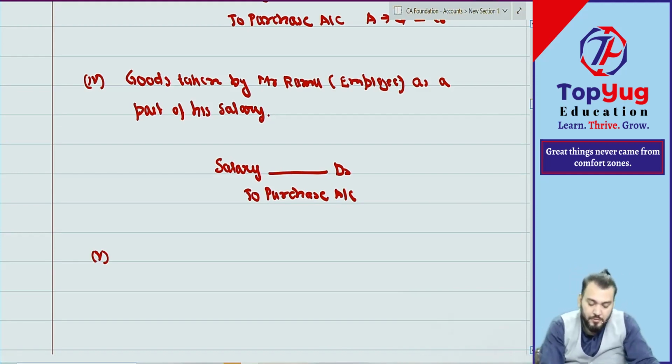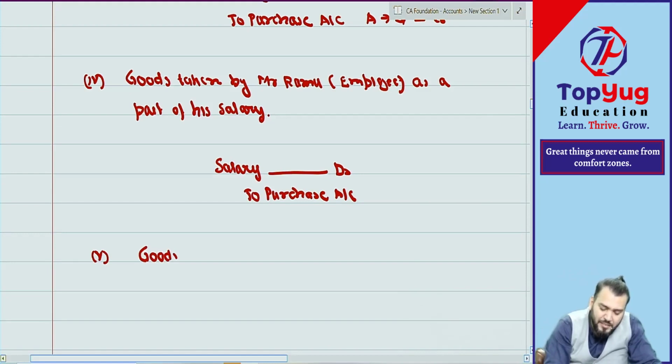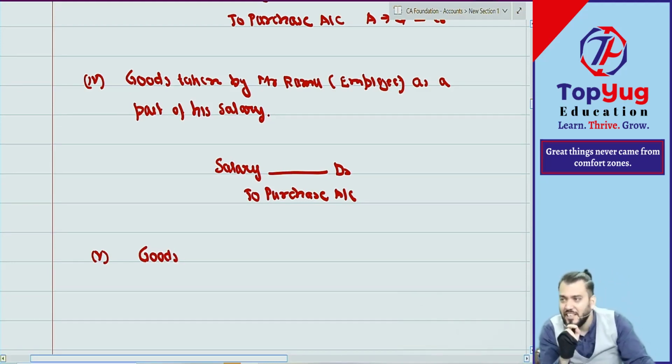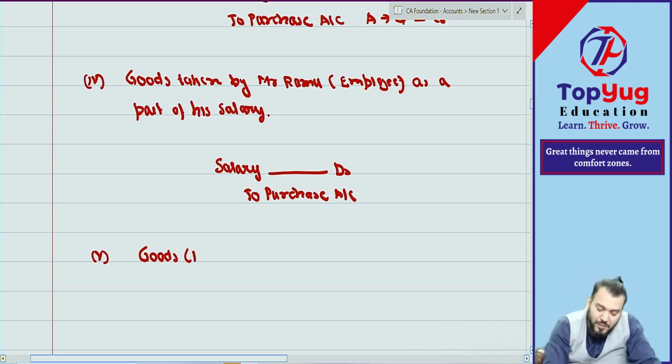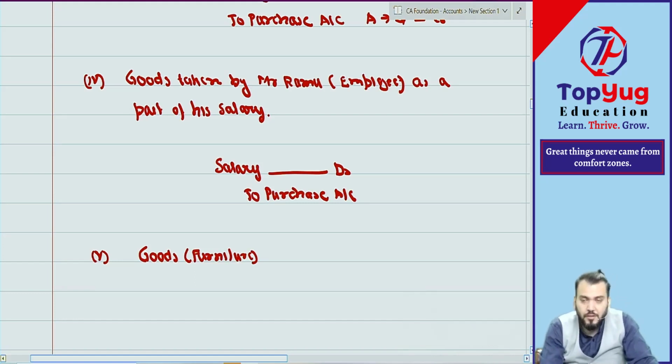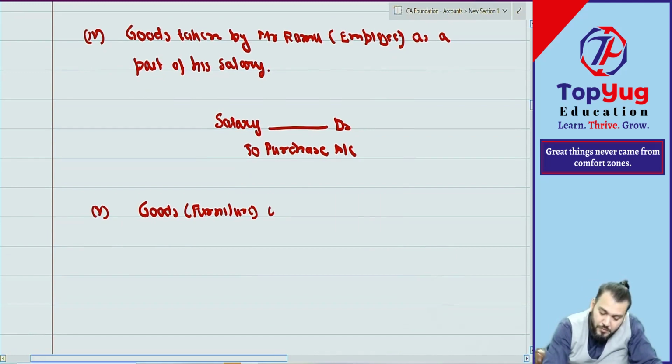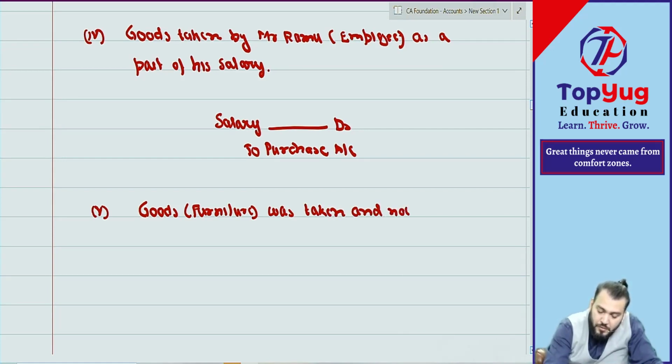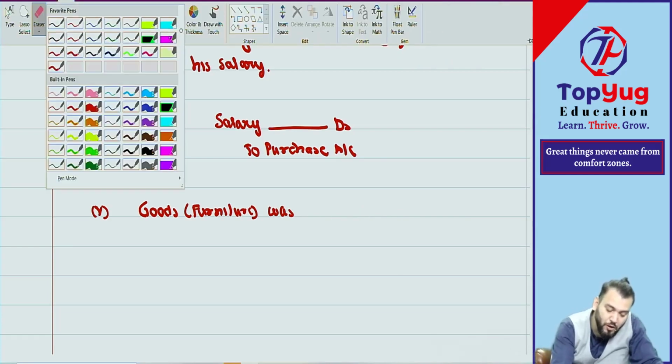Correct? Goods. In my example, goods was furniture, because I started with a furniture dealer. So I'm writing goods means furniture. The goods here was furniture. The goods was taken and used for office purpose.